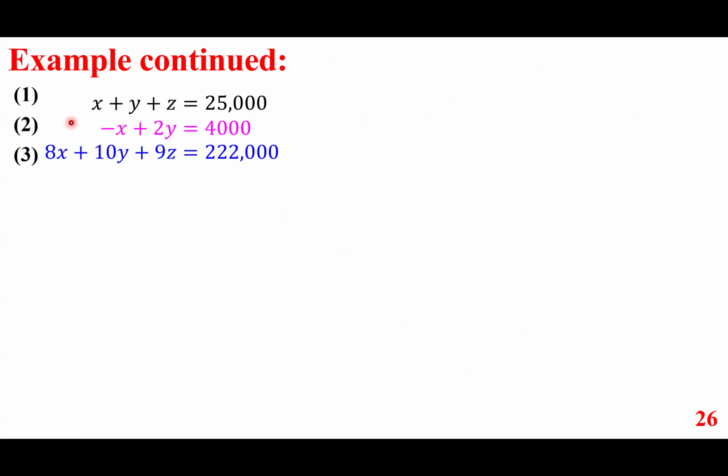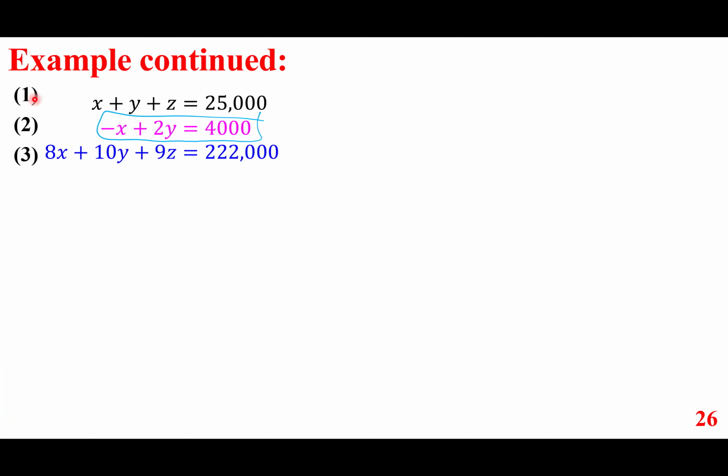So these are the 3 equations from the previous page, and we are going to work on them. x plus y plus z is 25k, minus x plus 2y is 4,000, 8x plus 10y plus 9z equals 222,000, as expected. So let's see what we can do. As you notice, the second one has 2 variables, which is good, x and y.